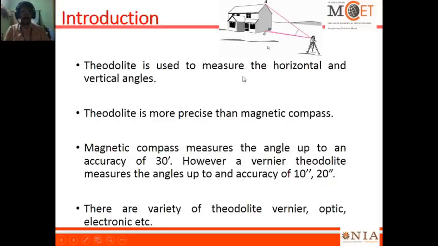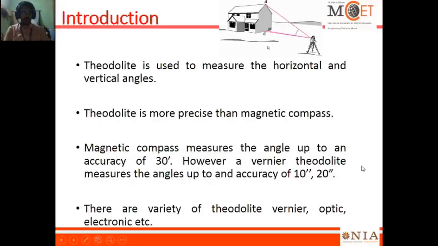That is the major advantage of the theodolite, that it can give both the horizontal and vertical angle, and it is more precise than the magnetic compass. How is it? The magnetic compass is able to give the north, but its accuracy is limited. Already we have seen the least count of the compass is 30 minutes. But in the vernier theodolite the accuracy may be up to 10 seconds or 20 seconds.